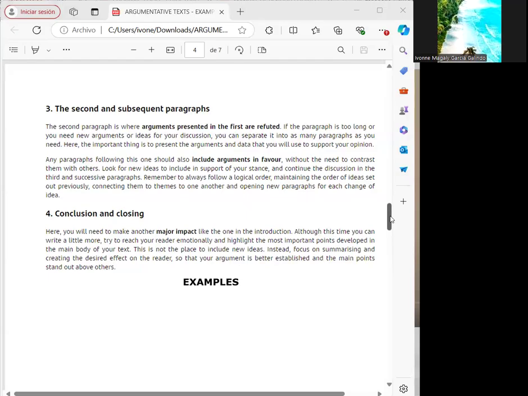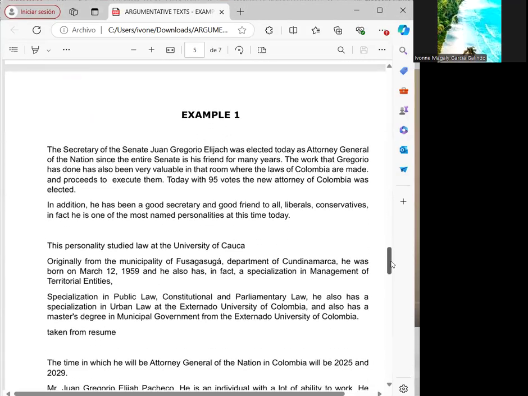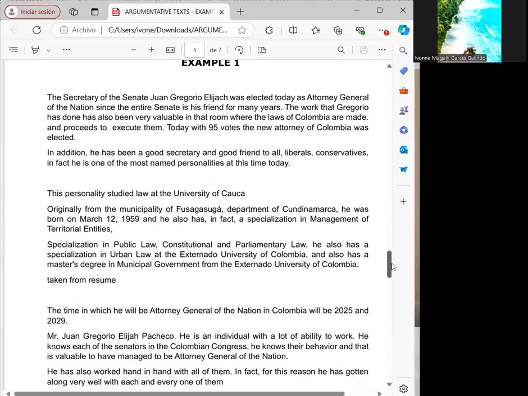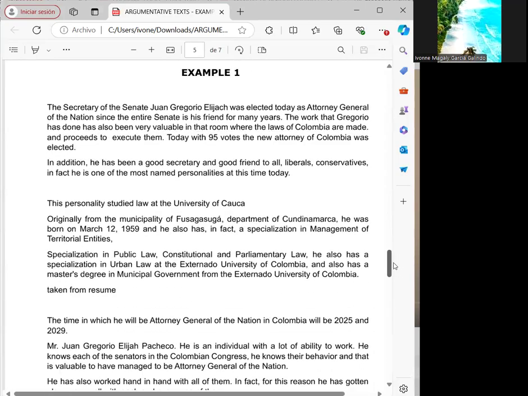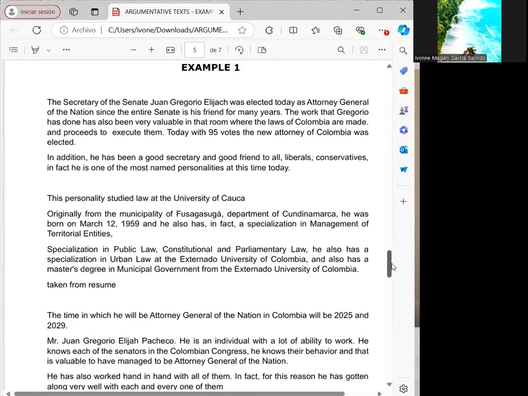Let's see some examples. In this first example from one of you, the apprentice, she shows the election of the general attorney of the nation.